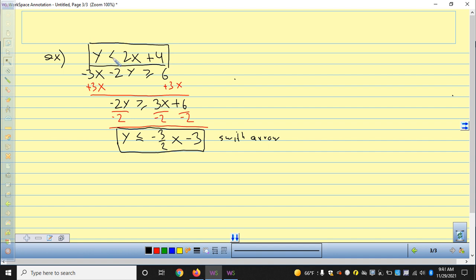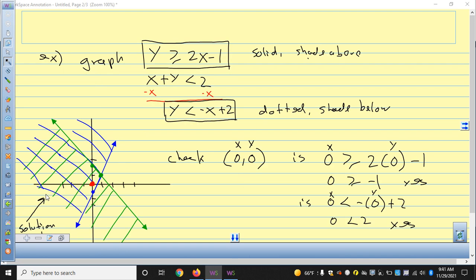We know for this one, it's going to be dotted because it's just less than, there's no equal. Oh, and I realized on my last example, this line should have been dotted, shouldn't it have been? I wrote that it should have been dotted, but I didn't graph it dotted. So there, whoops, that's not good. So now we have a dotted line.